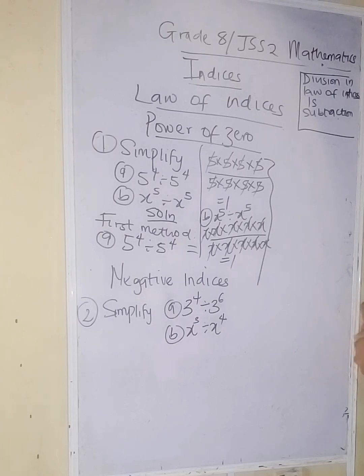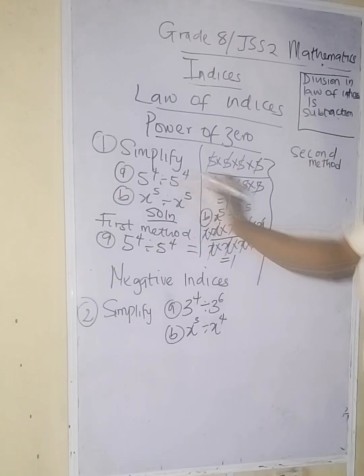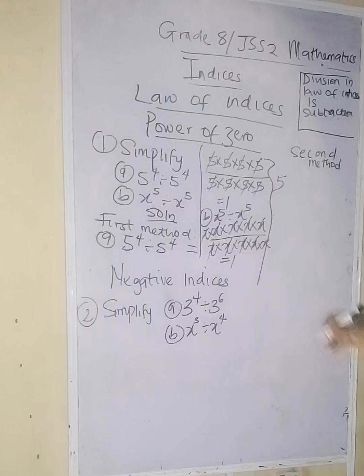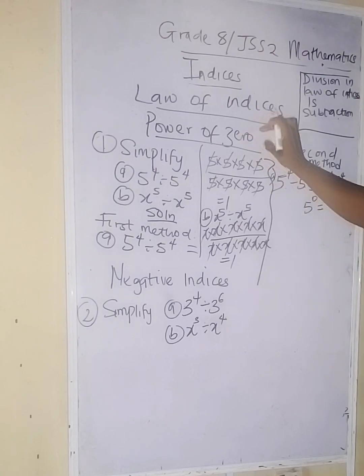So now let's use the second method now. I told you that division is always subtraction. So that will be 5 raised to the power 4, 5 raised to the power 4. Because they have the same base, we are picking one base. So we are going to subtract the power. 4 minus 4. So that is 5 raised to the power 0. Power of 0. But any number raised to the power 0 will always be 1.